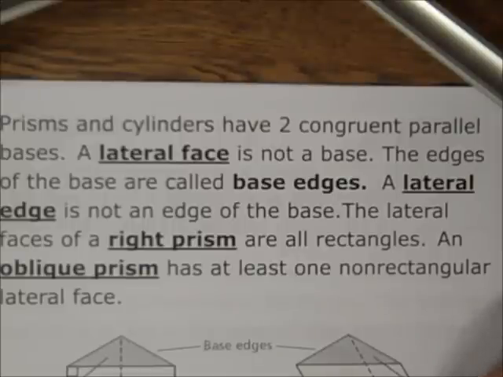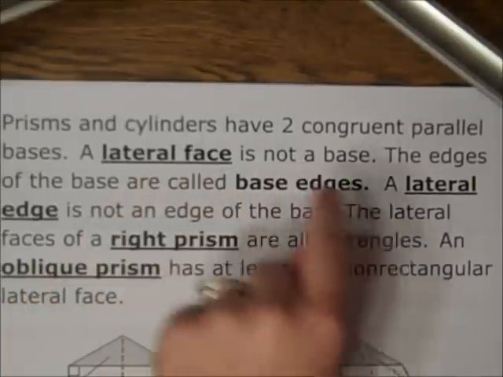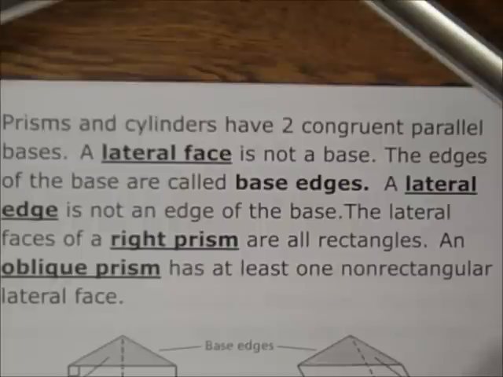A lateral face is not a base. So lateral means side. Like in football, if you throw a lateral pass, you're throwing it to the side, not downfield. So lateral means side, and it's not a base. The edges of the bases are called base edges. A lateral edge is an edge on the side, not on the base.